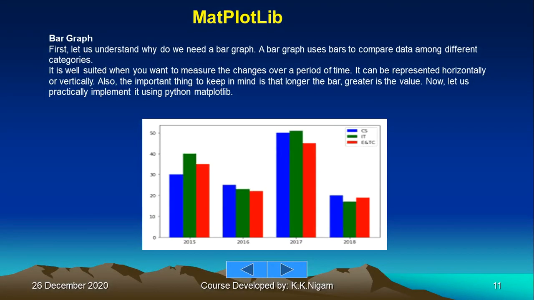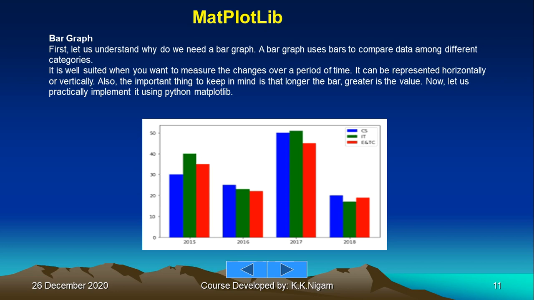Now the next is bar graph. Now bar graph is very commonly used in any analysis. You will see that bar graph is very common. So first let's understand why do we need a bar graph. Bar graph uses bars to compare data among different categories. It is well suited when you want to measure the changes over a period of time. It can be represented horizontally or vertically. Also, the important thing to keep in mind is that longer the bar, greater is the value.